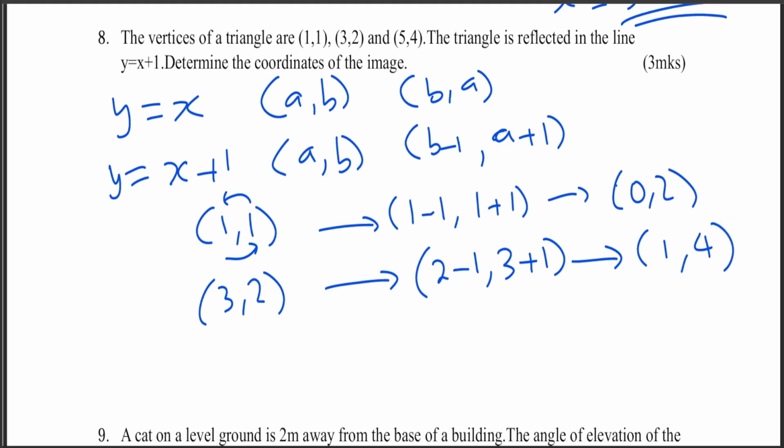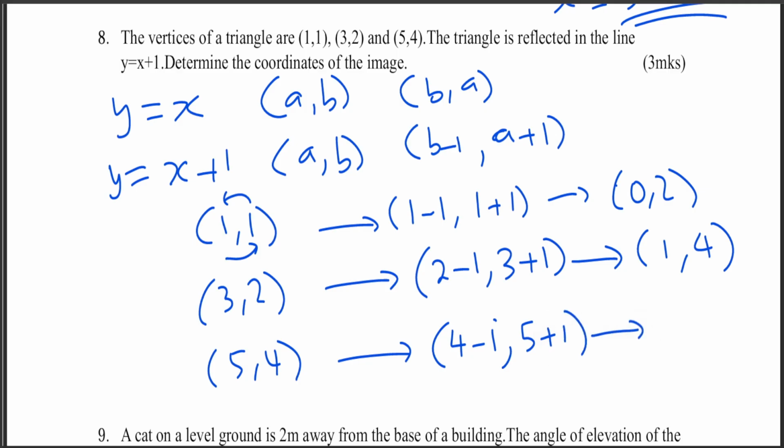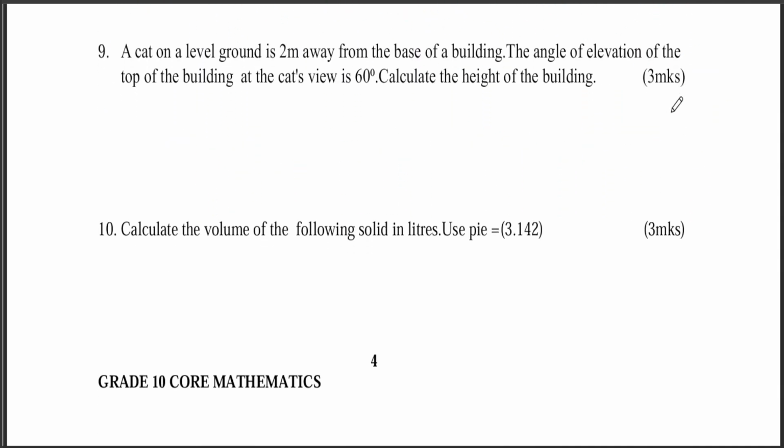The last but not least is 5, 4. So again we do the same thing, 4 minus 1, 5 plus 1, and that is why you're going to get 3, 6. As simple as that. So question 9.